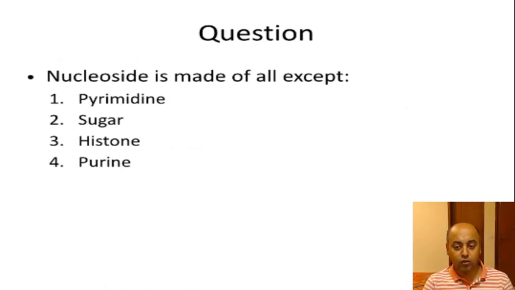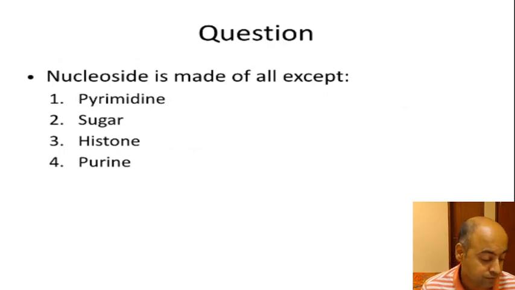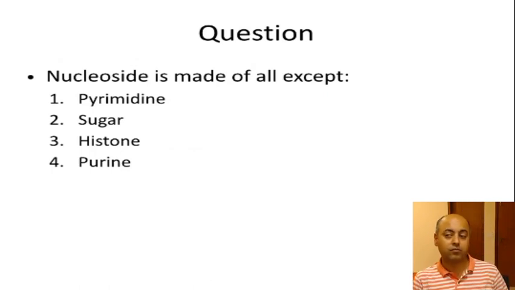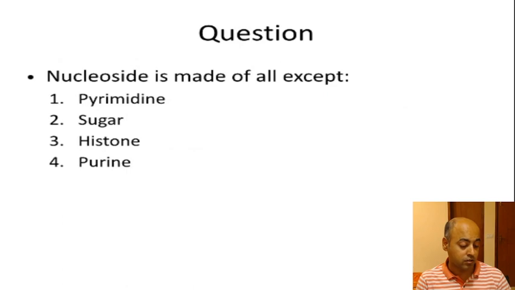I hope all of you are also there on the Telegram group. Nucleoside is made up of pyrimidine, sugar, histone, purine. Which of them is not actually a part of the nucleoside? Hurry up, send your answers quickly. Just write 1, 2, 3, 4. That should be enough. No need to copy the whole answer.